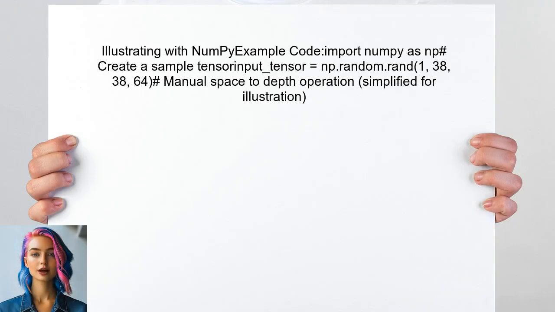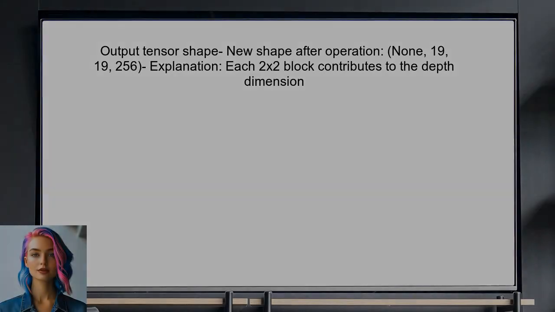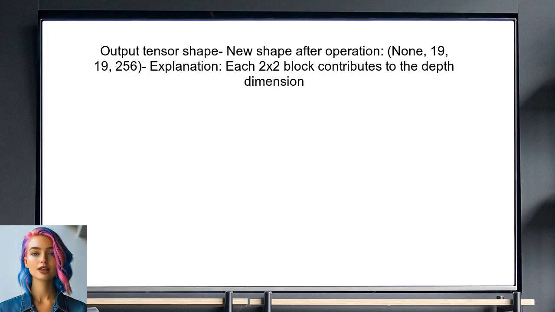Now, let's illustrate this with a NumPy example. The user can create a 4D NumPy array that mimics the input tensor and then manually perform the space-to-depth operation. This will help visualize how the data is transformed. After performing the space-to-depth operation, the user will notice that the output tensor has a new shape of (None, 19, 19, 256). This is because each 2 by 2 block from the input tensor contributes to the depth dimension, effectively increasing it.